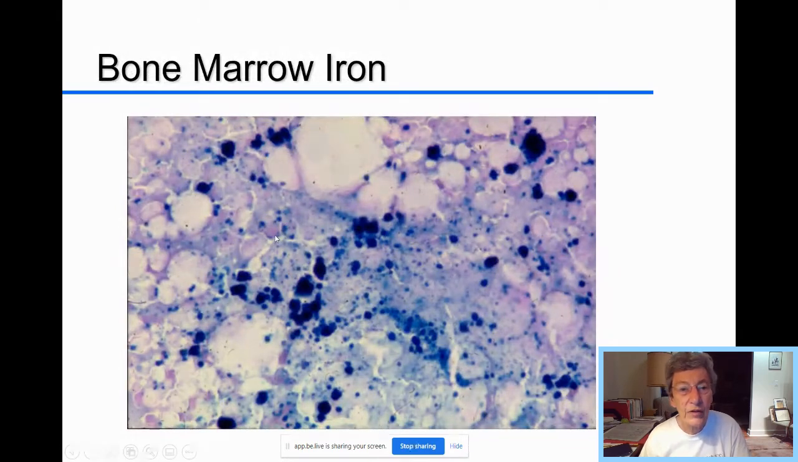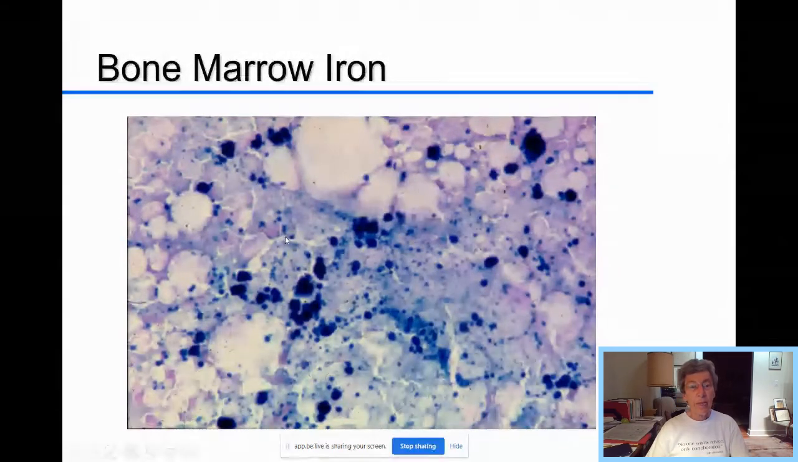This is a stain for bone marrow iron, which is often increased in a couple of conditions, one of which is iron overload from a patient who's getting a lot of transfusions. And the other, there are genetic disorders associated with iron retention. The iron stain is blue. It's even darker when there are clumps of iron.